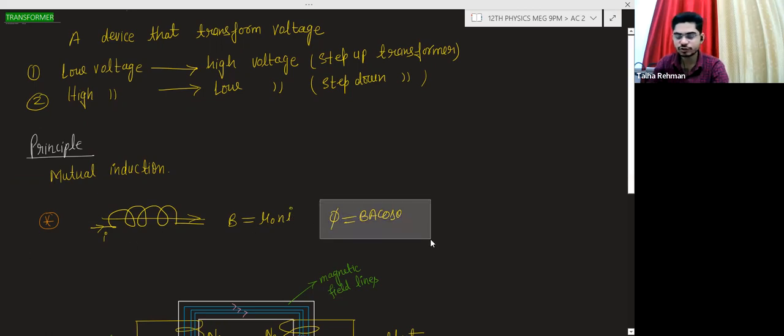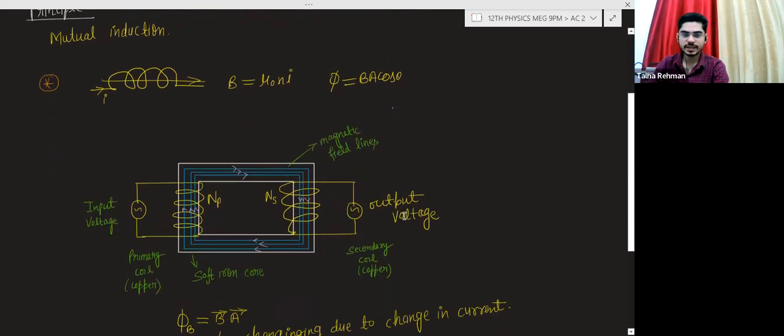And one more formula you should know. Magnetic flux is given by B A cos theta. What is B? B is the magnetic field linked with any coil, A is the area of the coil, and theta is the angle between the magnetic field vector and the area vector.